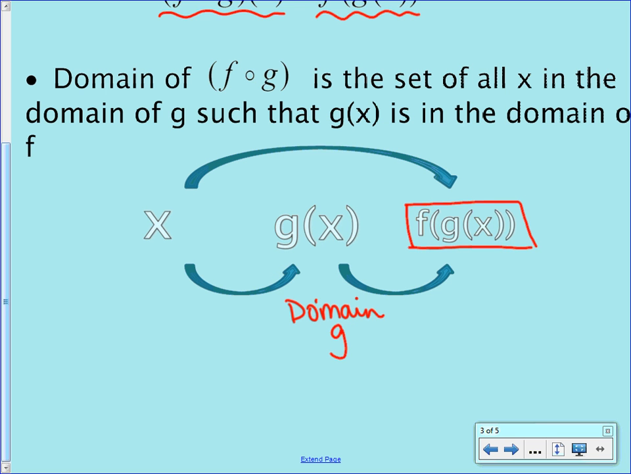It might not make sense until we see an example, just like some things that we do in math. So if this is going over your head, don't panic because we're going to talk about it with an example. But basically, we have to look at the domain that we're plugging in and compare it to the domain of what we get at the end and see where those two overlap.